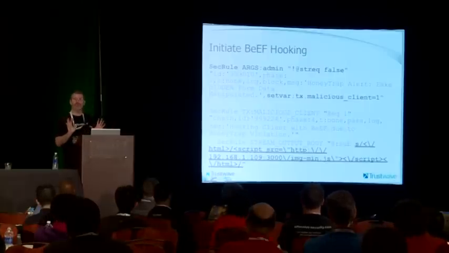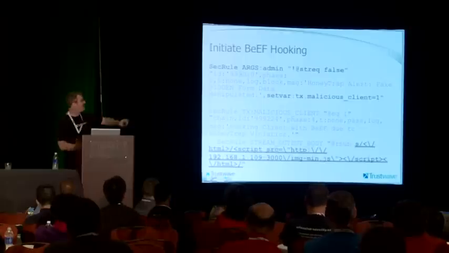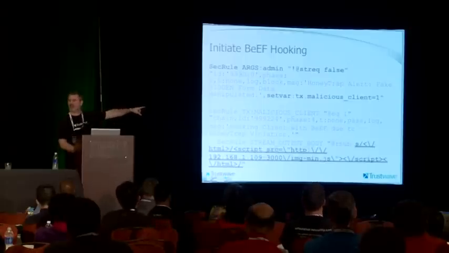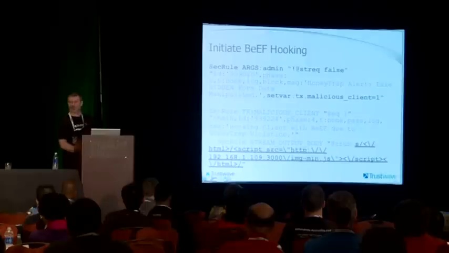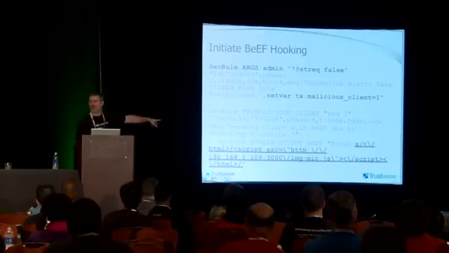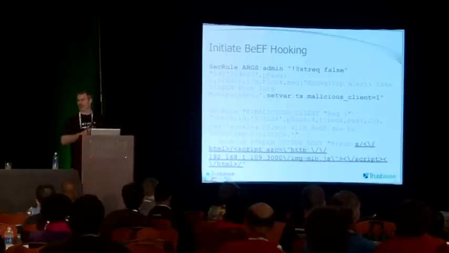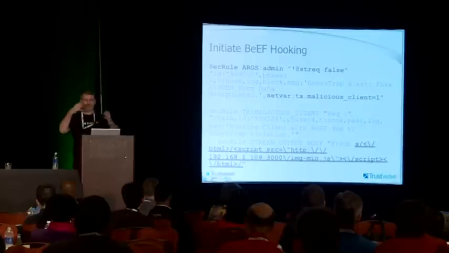In this case, no, we're not blocking based on that. What we're doing behind the scenes is we're setting another variable. In this case, we're flagging this person, this transaction, as a malicious user. So we have malicious client equals 1. Then we have the helper rule down here at the bottom. This is where we do the BeEF hooking, where we say if for a certain request coming in, ModSecurity says this is a malicious user, we're going to hook them.